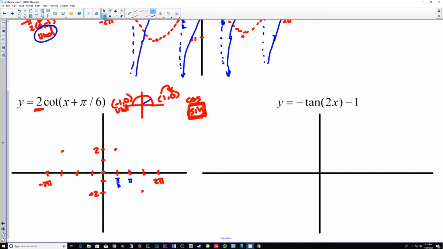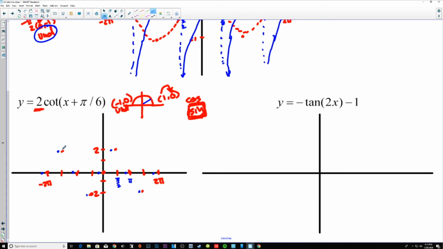So if we're going to go left pi over 6, that's not very far. So how about right there? Here, here, left pi over 6, and left pi over 6. So then here, there, a little bit over, and a little bit over.